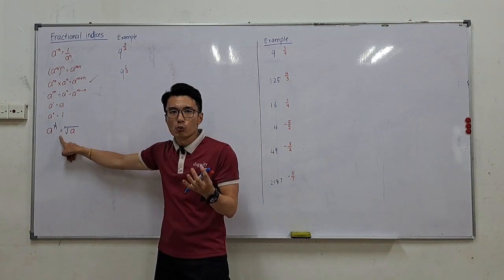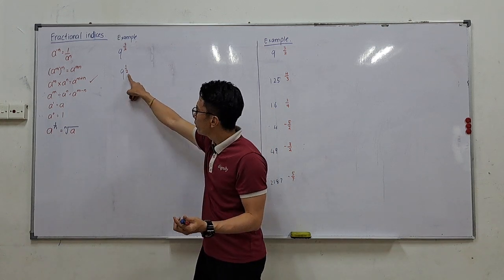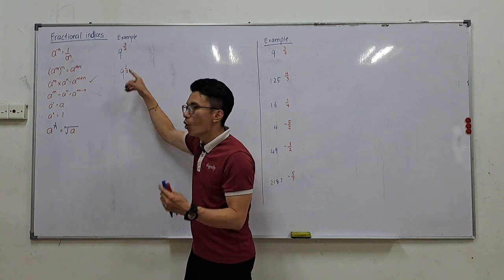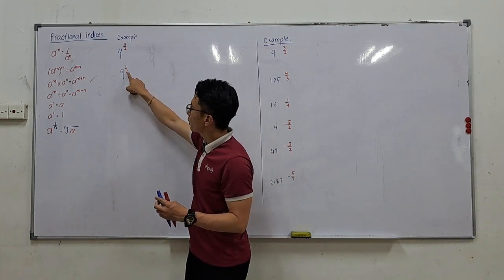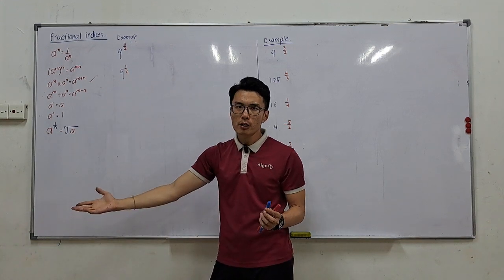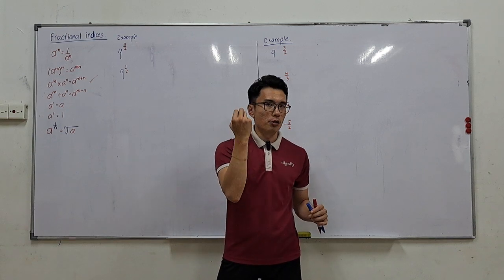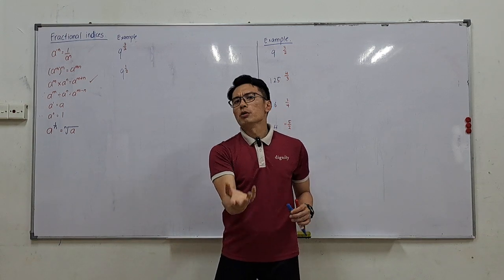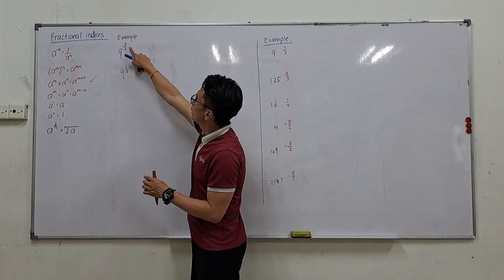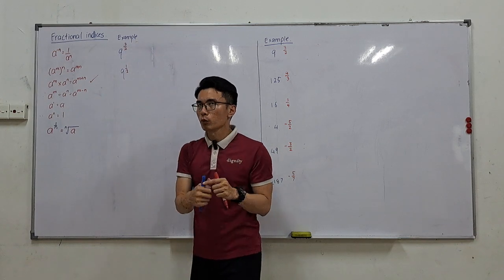We already established a rule over here. The denominator of the fraction will tell you what root it is. So in this case, that's going to be the square root, right? But we keep only focusing on the denominator. What about the numerator over here? Like in this case, 3. What does that mean over here?